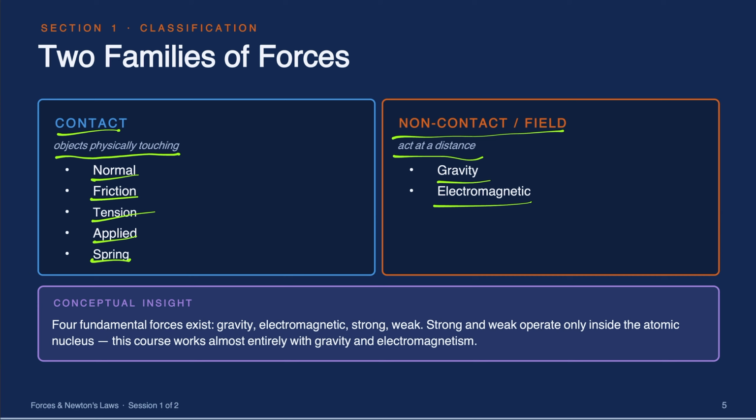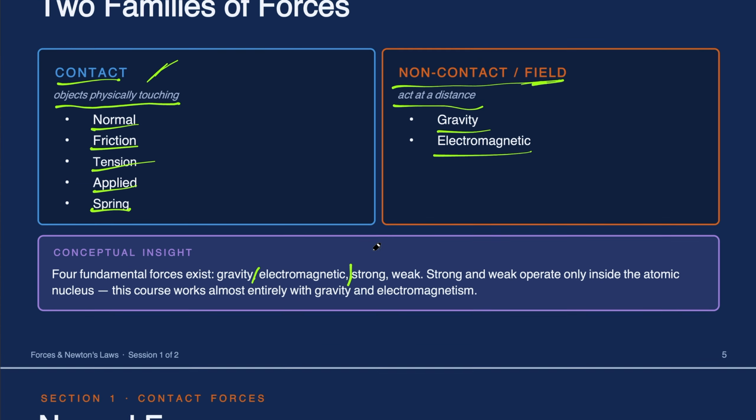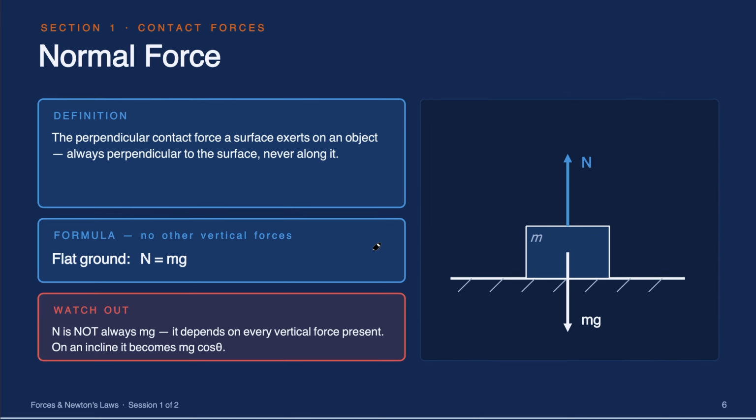So, these are the main forces we'll be going over, right? The gravity, electromagnetic, and strong and weak, which is in non-contact, but we don't need to look at strong and weak right now. We'll look at that a bit later. And that's not really the focus of this course. These are strong and weak nuclear forces. So first, let's go over normal force.